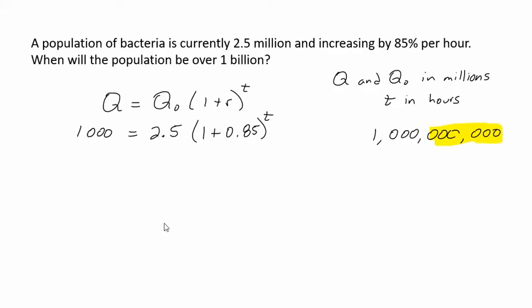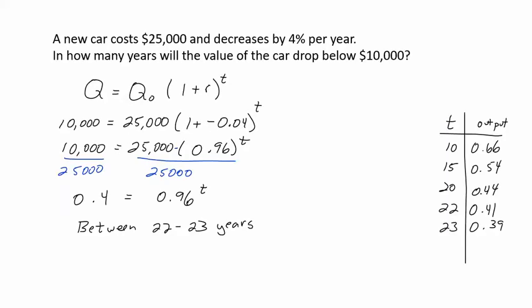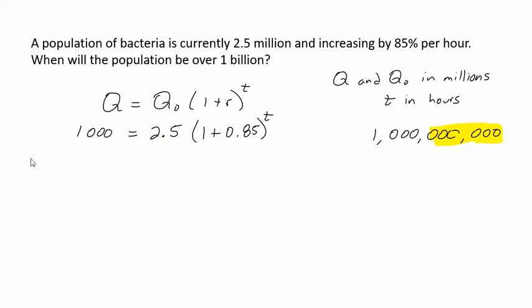So here's my equation. It's a lot like the other one we did. Remember, when we did this one, the first thing we did was divide off this initial amount to the other side. So that's exactly what we're going to do here. We're going to divide both sides by 2.5.